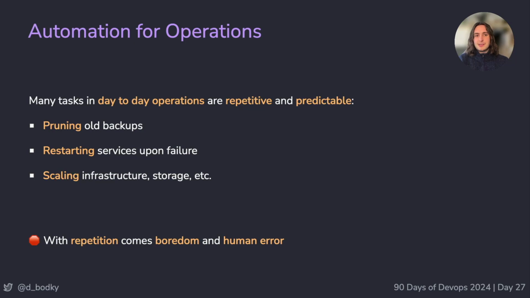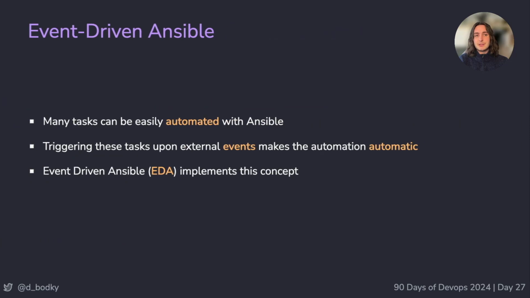It's still done manually in many companies, many organizations. The bad thing about this is, especially the tasks which come up in day-to-day operations and day 2 operations are quite repetitive and predictable. You could think about things like running backups, pruning old backups, restarting services should they occasionally fail, scaling infrastructure up and down, providing more disk space for your service in your server room, and so on. And the bad thing with humans and repetition is we get bored, and we are prone to human error the more bored we get.